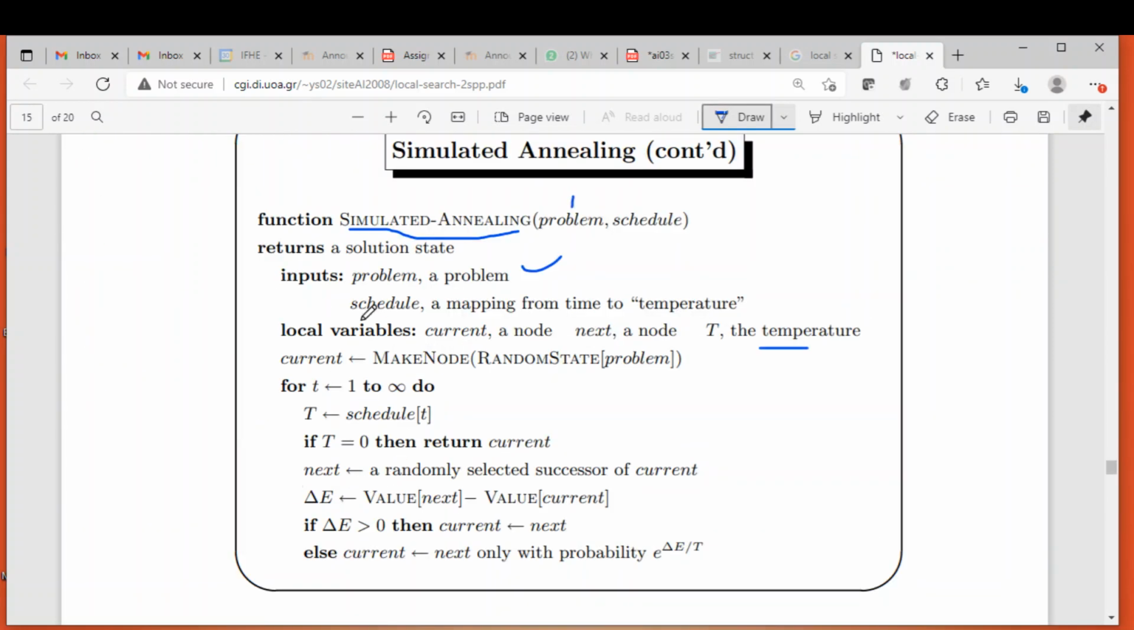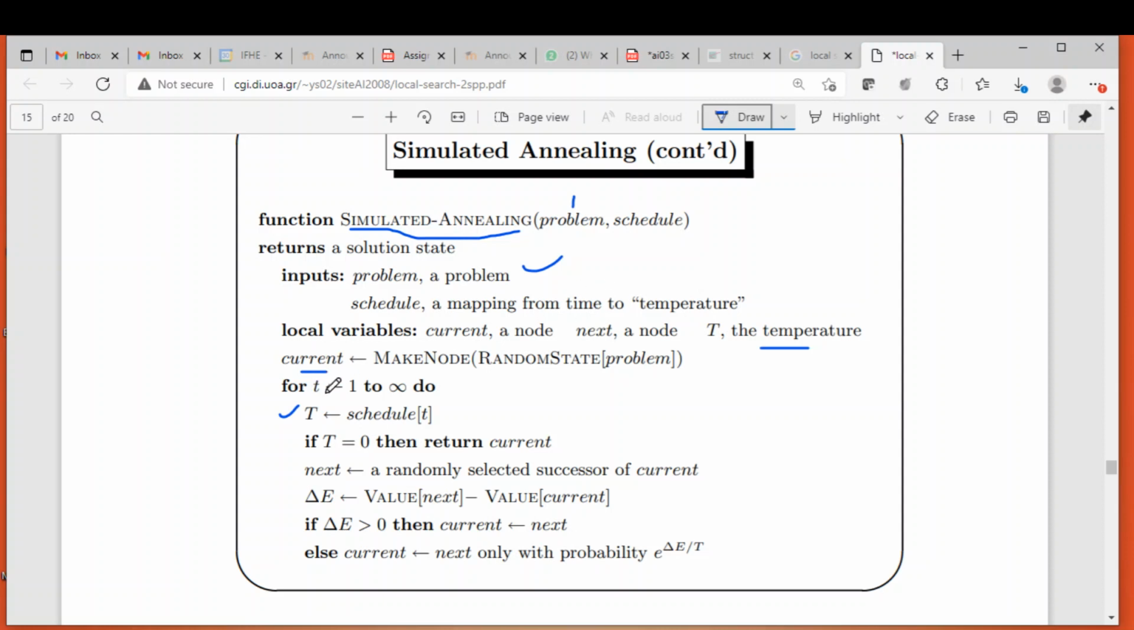Okay, so this is the algorithm. Initially, current is equal to make node of a random state of the problem. So we are creating the initial state, randomly creating some state. For t equal to 1 to infinity do. Here t is nothing but time, and from this time we calculate capital T, which is equal to schedule of t. The schedule of t is something which maps time to temperature.